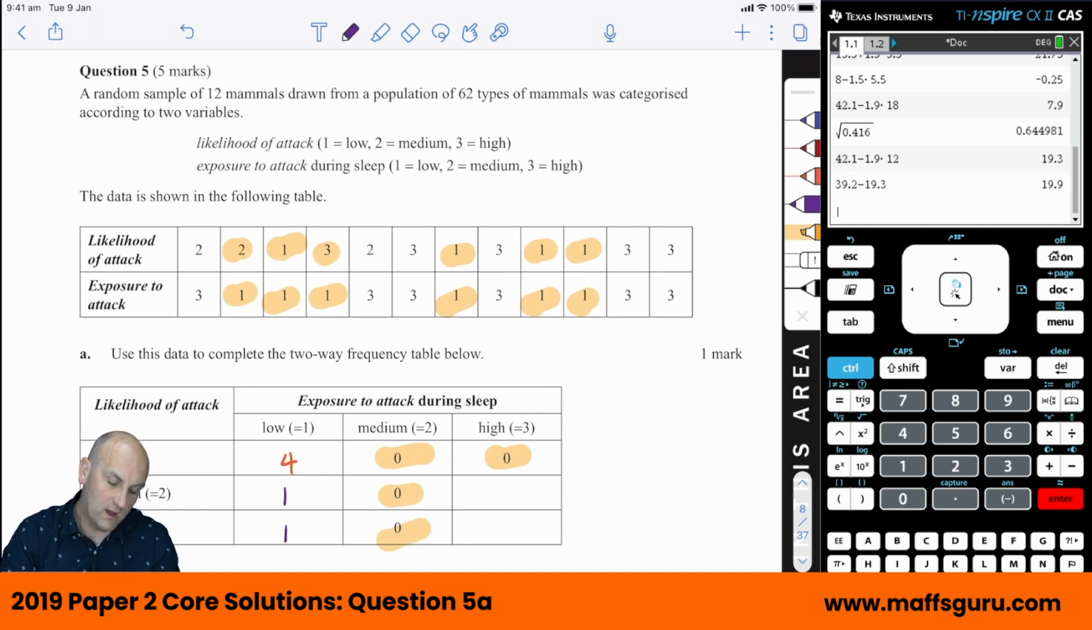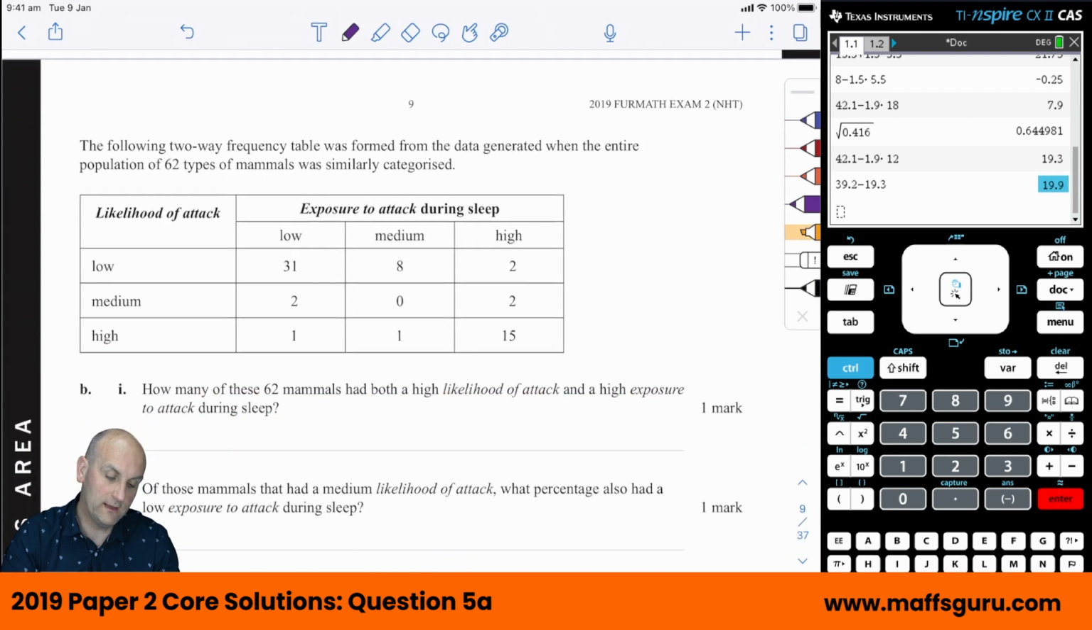So let's do now high to medium or medium to high, so twos and threes. Do we have any twos and threes? We have a two, three, that's one. Two of them, so that's two, and then three, three should hopefully be the rest, which is four of them, and that is the correct answer. What do we do now?